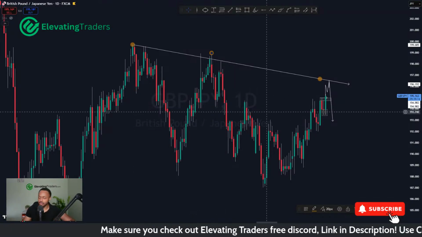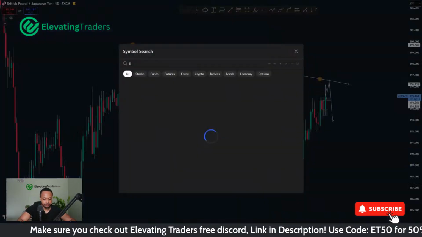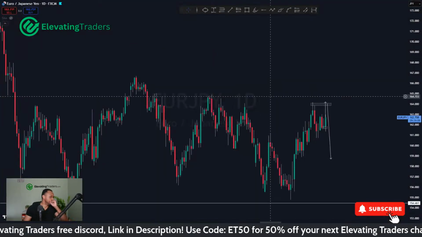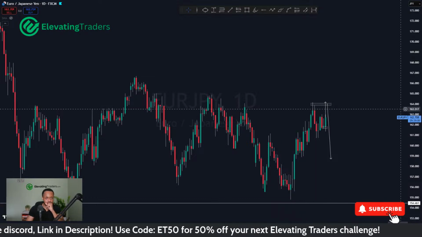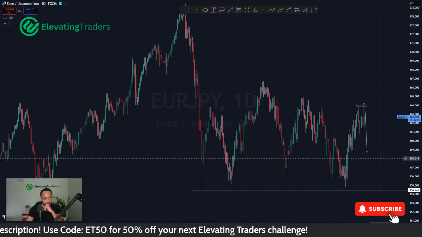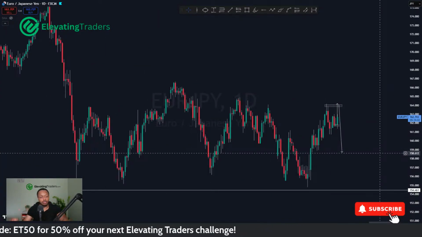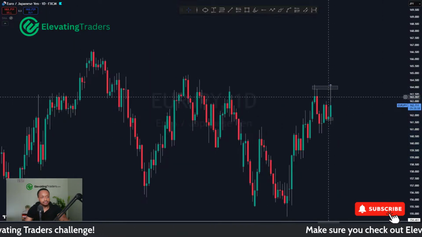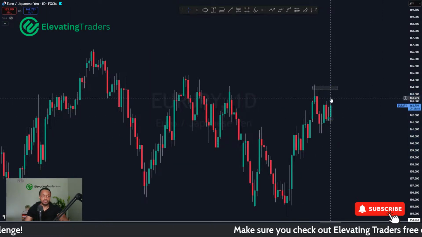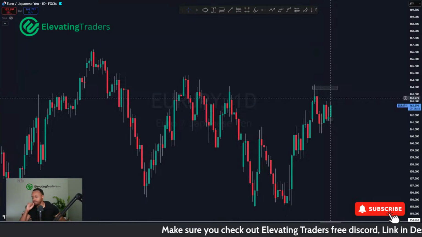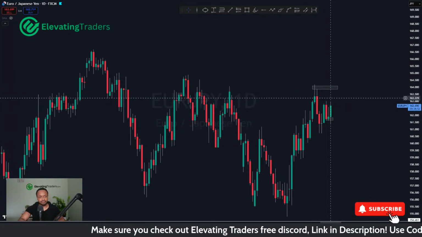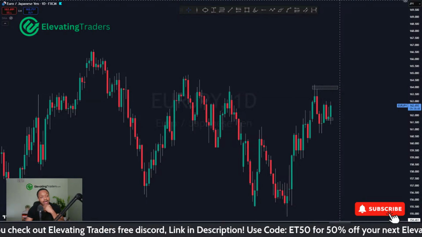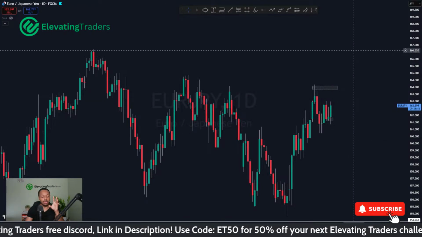Okay, let me take a look at euro yen. So euro yen, I am again still long-term bearish on this one as well, similar to pound yen. So yeah, euro yen, I'm still pretty bearish on. However, it doesn't look like it's quite ready yet to be sold.